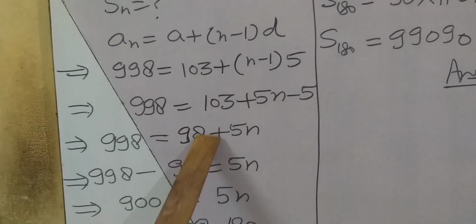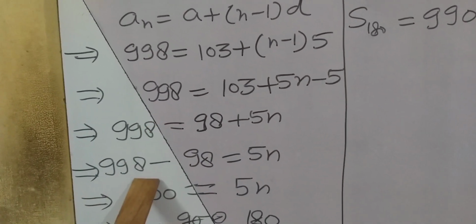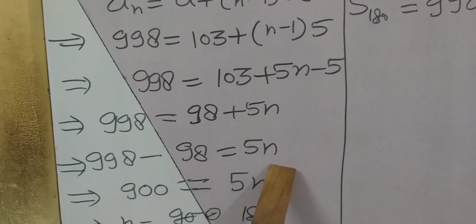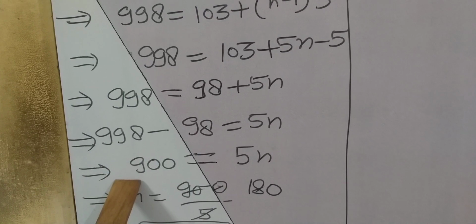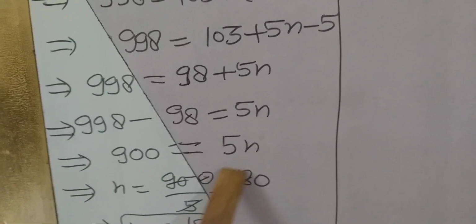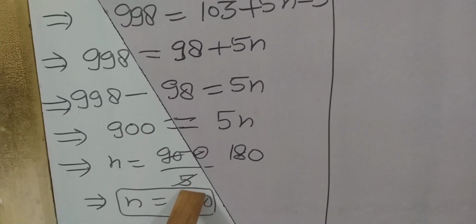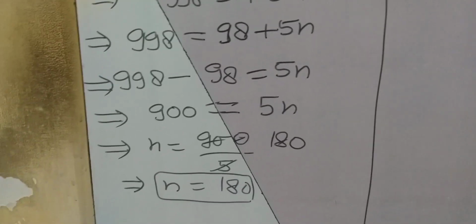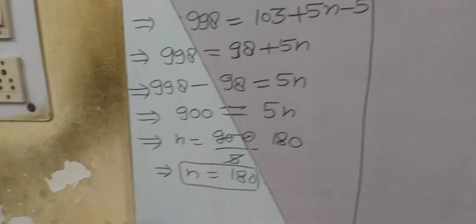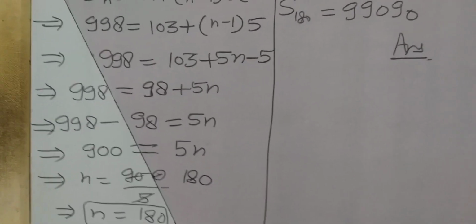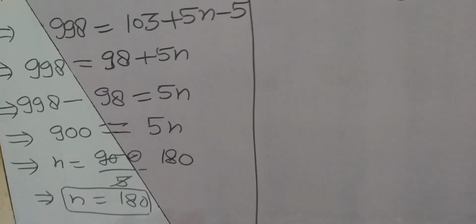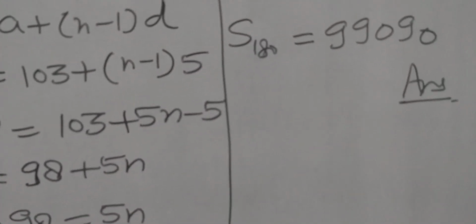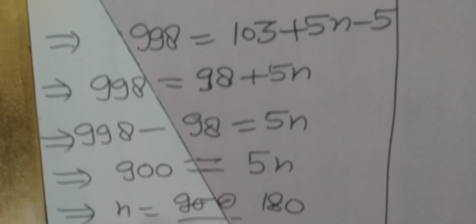Now students, 98 will transpose to this side. 998 minus 98 equals 5n. 98 will become negative. So 900 equals 5n. n equals 900 upon 5. n equals 180. This means there are 180 numbers which give remainder 3 when divided by 5.